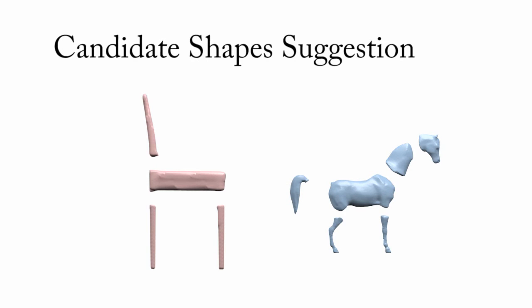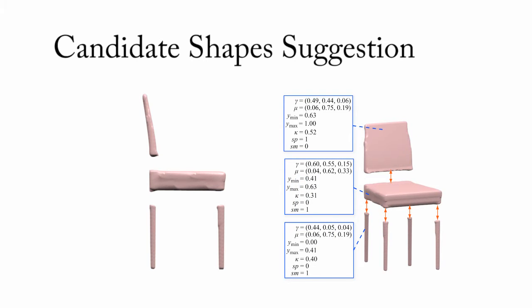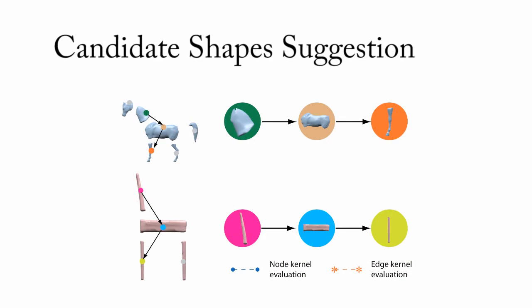To select pairs of shapes to combine, we construct a graph representation of each shape. We then compute the similarity between each pair of shapes by comparing the graphs using a graph kernel. A node kernel compares the similarity between segments, and an edge kernel compares the similarity between the edges connecting the segments.